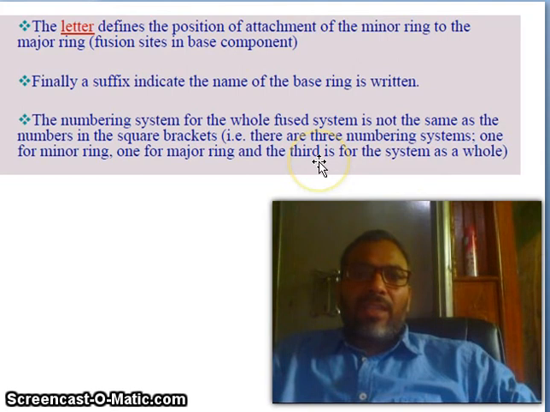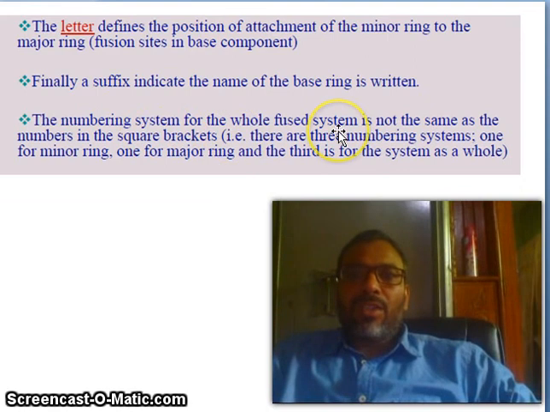Now the letter defines the position of attachment of the minor ring to the major ring, the fused site in the base component. Finally, a suffix indicating the name of the base ring is written. So let us start the process. The numbering system for the whole fused system is not the same as the number in the square bracket. There are 3 numbering systems: one for the minor ring, one for the major ring, and the third for the system as a whole.